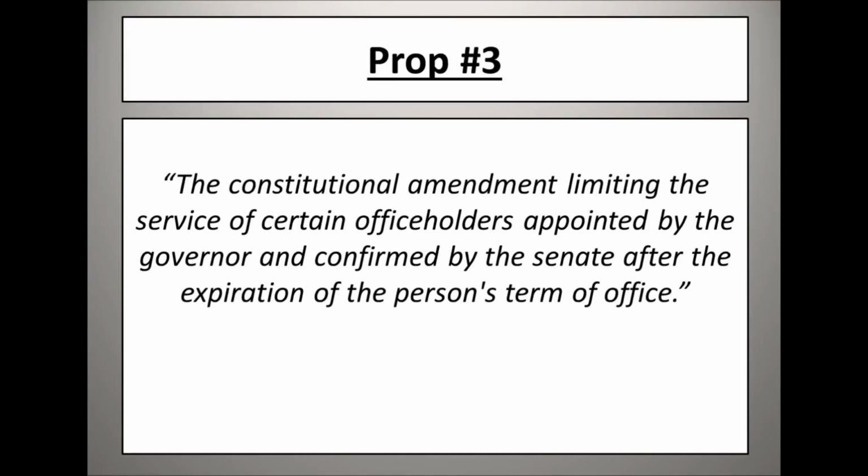Moving on to Proposition 3. The constitutional amendment limiting the service of certain office holders appointed by the governor and confirmed by the Senate after the expiration of the person's term of office. Members of most Texas boards and commissions appointed by the governor serve 6-year staggered terms, with 1/3 of the terms expiring every 2 years and most terms expiring in odd-numbered years, the same years in which the Texas Legislature is in session. The appointment process for most boards and commissions requires Senate confirmation of the governor's nominees.